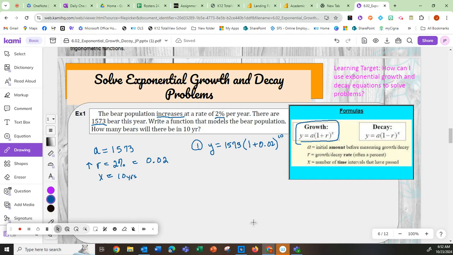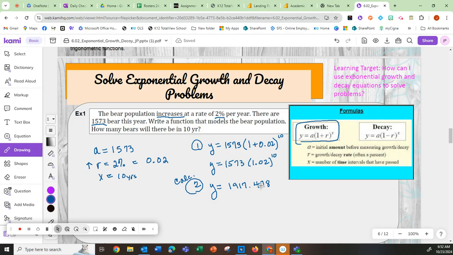Sometimes we know that straight up and we put 10 in. Sometimes we don't. We just leave the X there. And then we'll simplify what's inside the parentheses, and that'll give me 1.02 to the 10th, and then we will solve it. And then I just use my calculator in this step, and I do 1573 parentheses 1.02 parentheses to the 10th power, and for this one I got 1917.478.